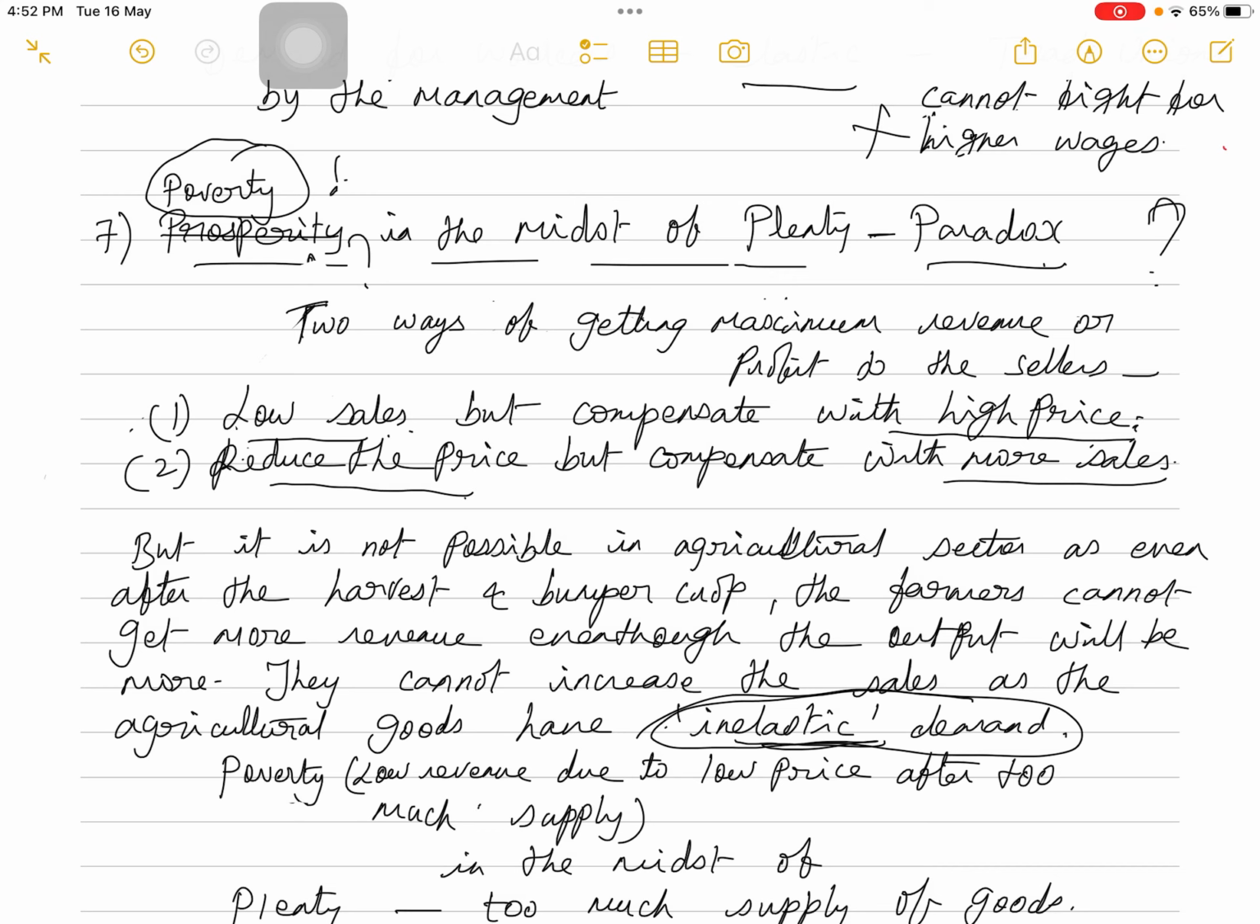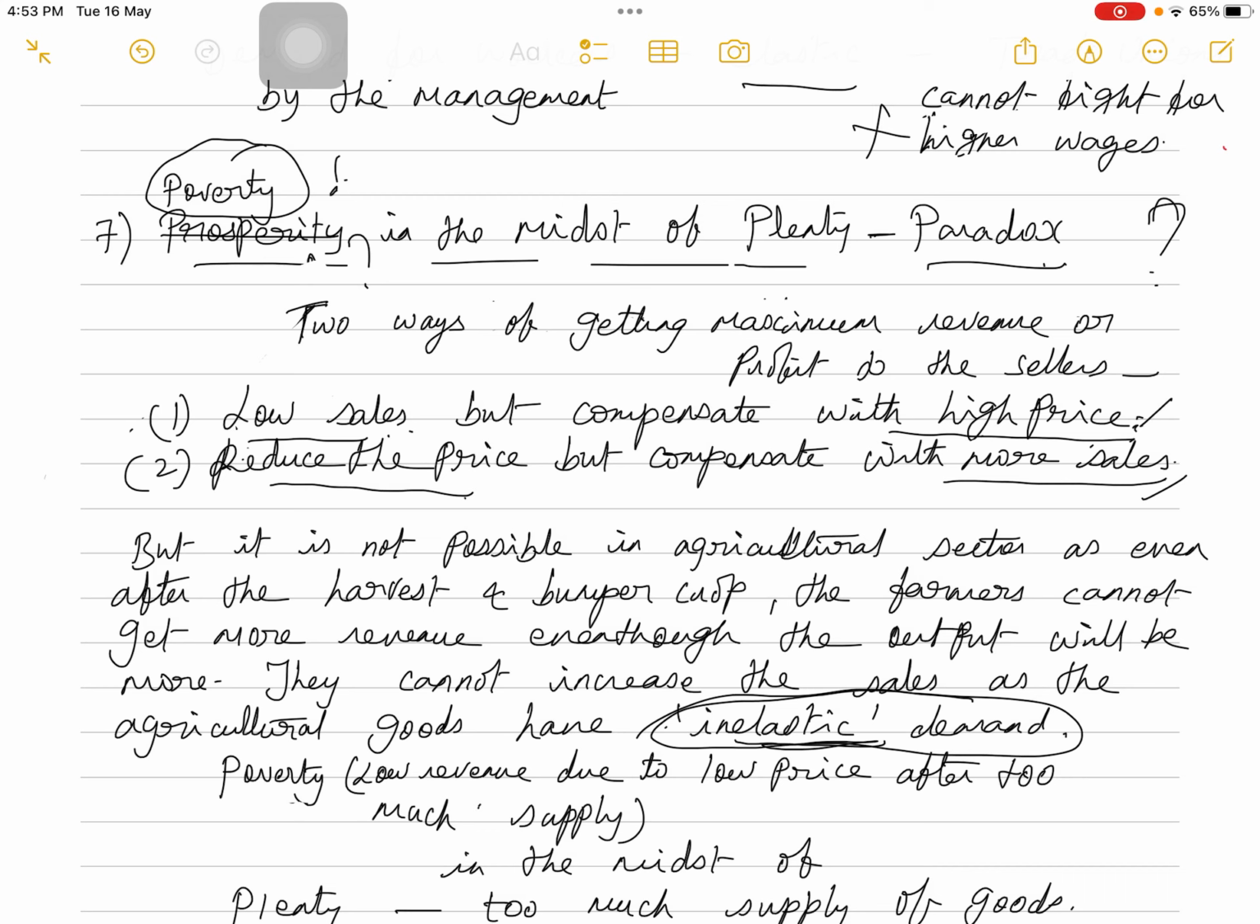So if the seller wants to increase the sales, the seller has to reduce the price. So either with more sales the seller can get the maximum revenue, or with a high price the seller can get the maximum profit. These are the two ways the seller can get the maximum profit. But this is happening in the industrial sector. Most of the commodities manufactured in the industrial sector, if they have inelastic demand, the seller can charge a higher price, and even though the sales are low, no problem. But if the commodity has elastic demand, the seller can reduce the price and increase the sales.